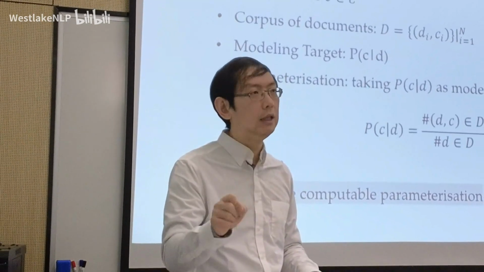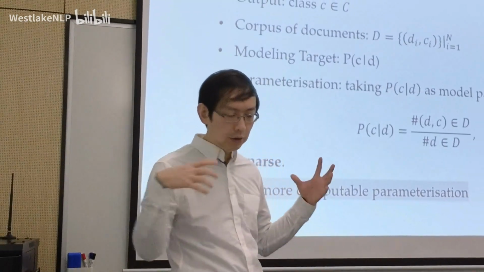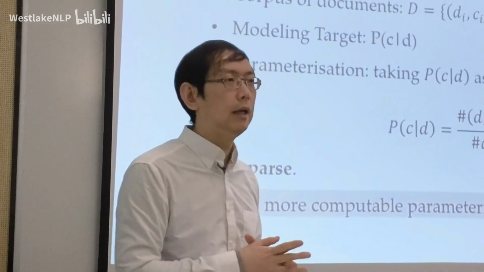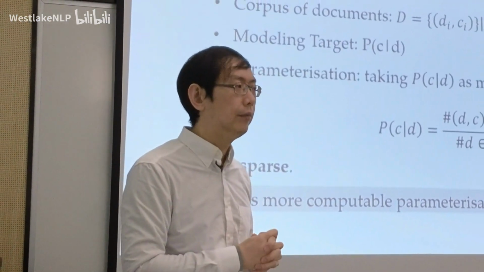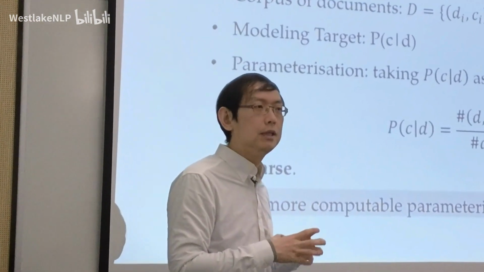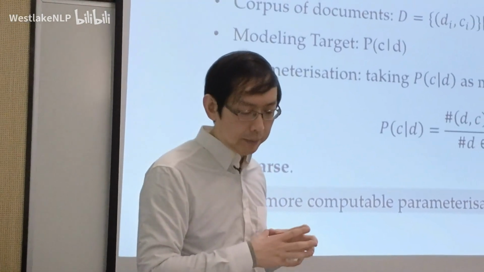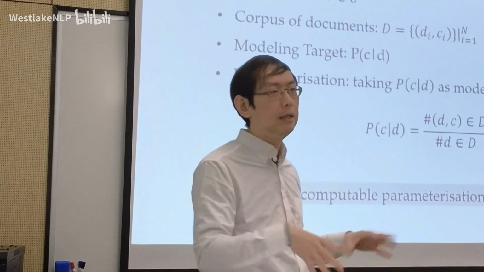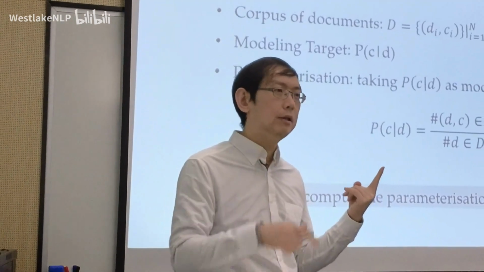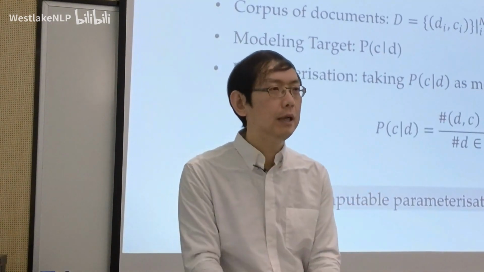We divide it by what? We divide it by the total number of times we see the condition, the document D, in the training data. Okay, to build this model. But immediately you will find a problem. This model doesn't generalize. What do I mean? Because you can expect that every document in the data only occurs once, and it only occurs once with the class label. And that's all you get when you parameterize your model like this.